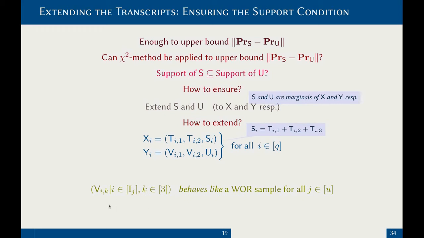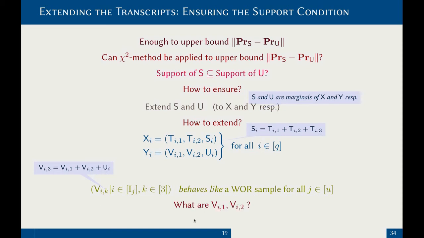Now, due to this extension, this collection of V_i's corresponding to each user behaves like a W-sample. This collection of V_i's simulates the collection of T_i's. If you remember the random experiment for S, these T_i's are sampled without replacement from the set 0, 1 to the n. Here it should be noted that V_i3 is given by this expression. K takes the value from the set 1 to 3, and V_i3 is given by V_i1 plus V_i2 plus U_i.